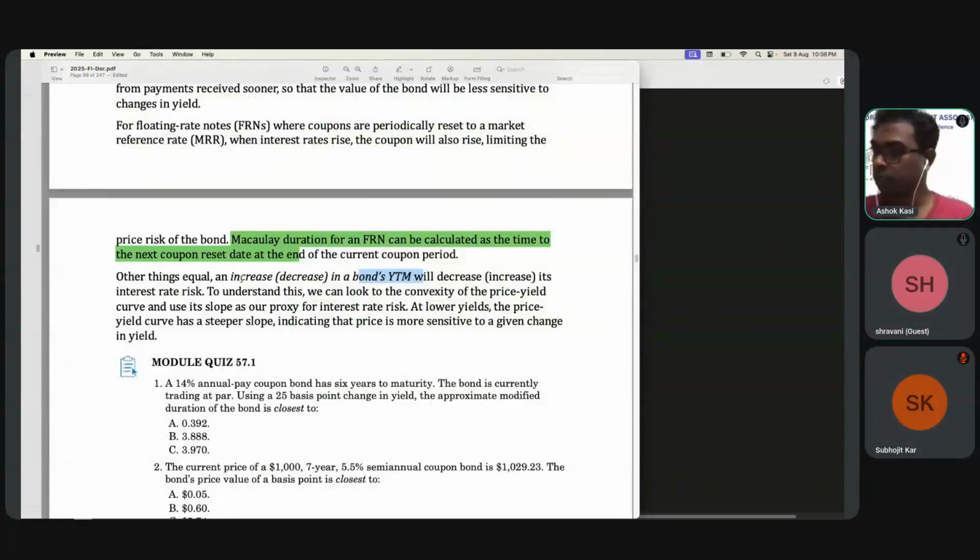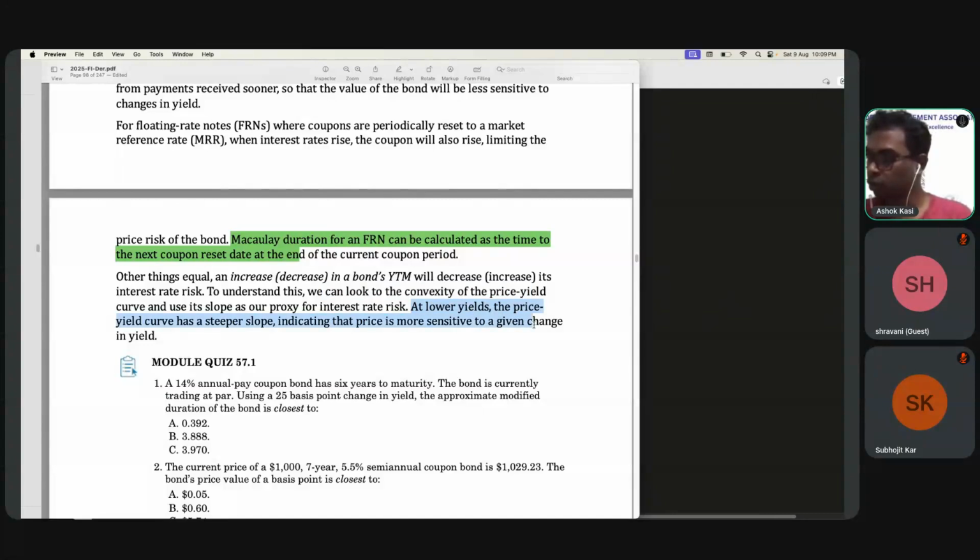So that will decrease your interest rate risk. An increase in your bond's YTM will decrease its interest rate risk because you are reinvesting at the higher rate. To understand this, we can look at the convexity of the price yield curve and use its slope as our proxy for interest rate risk. At lower yields, the price yield curve has a steeper slope, indicating that the price is more sensitive to a given change in yield.